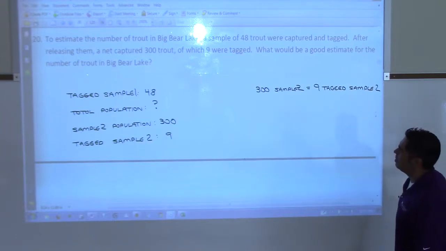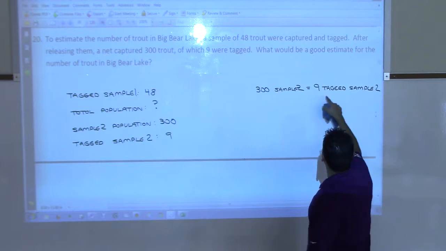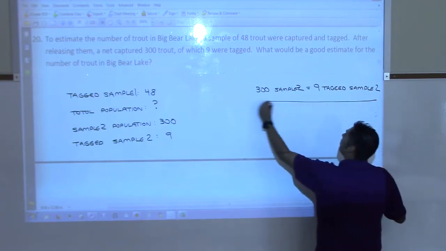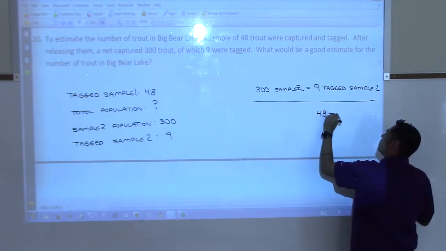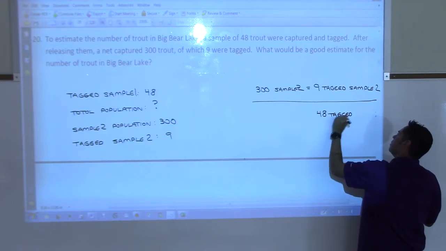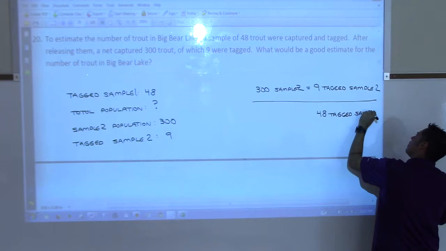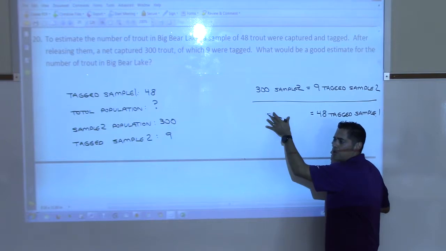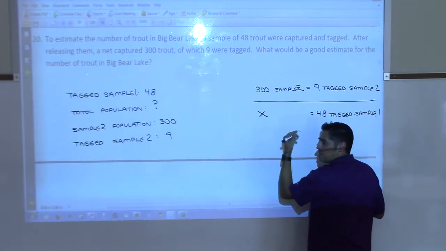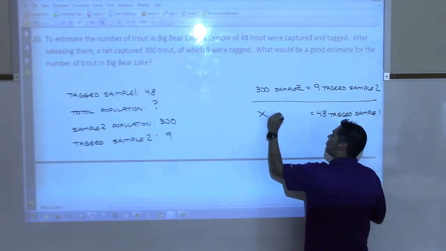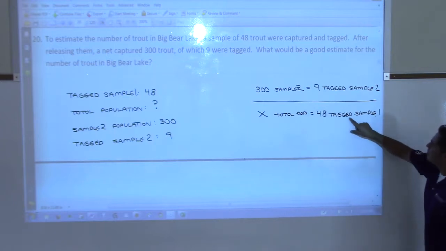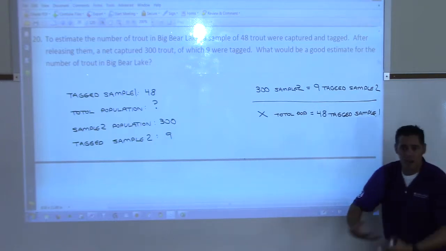We do, but it's kind of hard to see here. How many were tagged in the first sample? So this is a second equivalence relationship. I have 48 tagged in the second one. And how many fish are in that population? We don't know, right? So this is going to be X, all right? This is what we don't know. X is equal to the total population. So when you look at this, the first sample we took was out of the entire population, right?